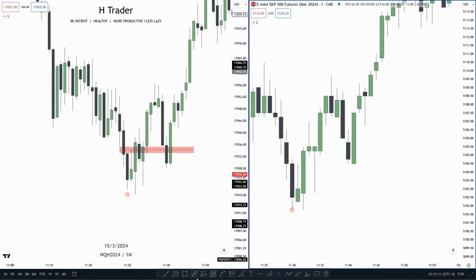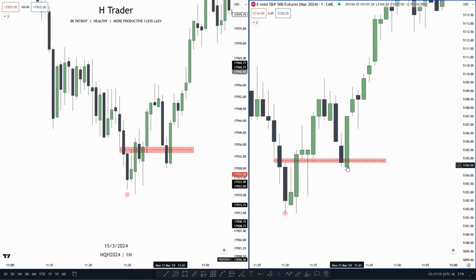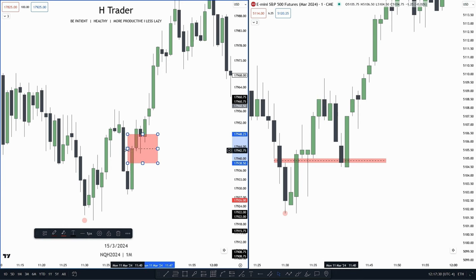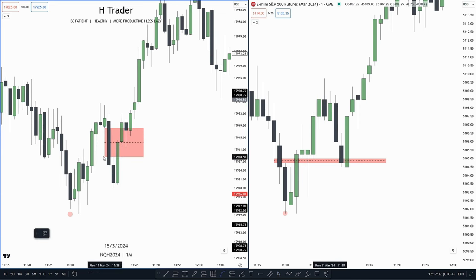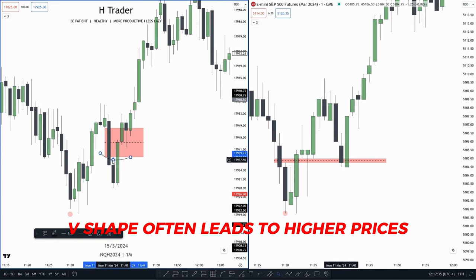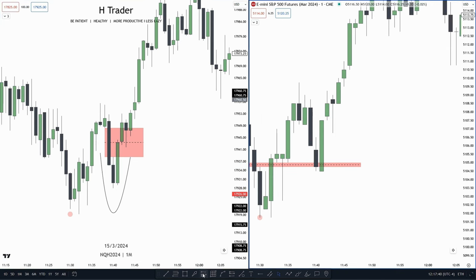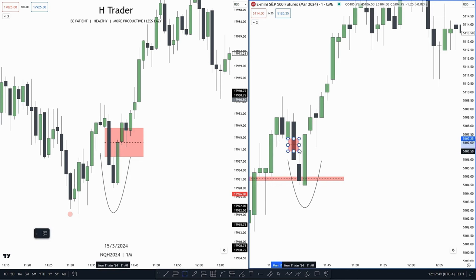And over here on the S&P 500, we can again see price creating this inversion fair value gap, then gets gapped below, then price trades higher. And then on both pairs, we can see we have a working inversion fair value gap within here. And we also see that we created this kind of V shape, which often leads to a balanced price range on the lower time frame, and a balanced price range leads to higher prices. And we can see that on both pairs. So here we could actually anticipate this inversion fair value gap to work.